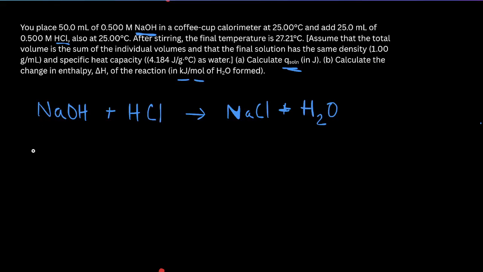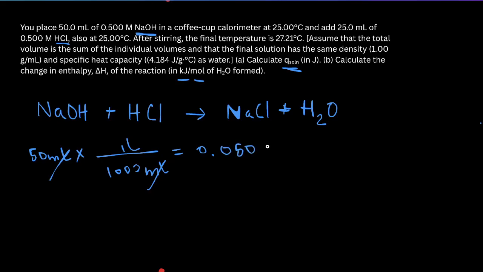And so, well, we're told that we have 50 milliliters of 0.5 molar NaOH. So that means if we have to convert 50 milliliters to liters, it's going to be 0.05 liters, right? Because remember, our molarity, or M, is just moles per liter. And so we need to convert our volumes to liters when we're doing this.